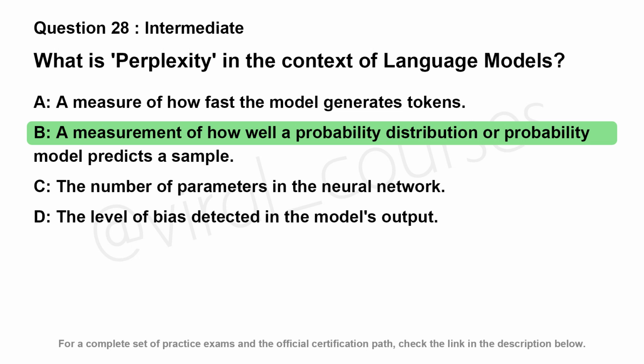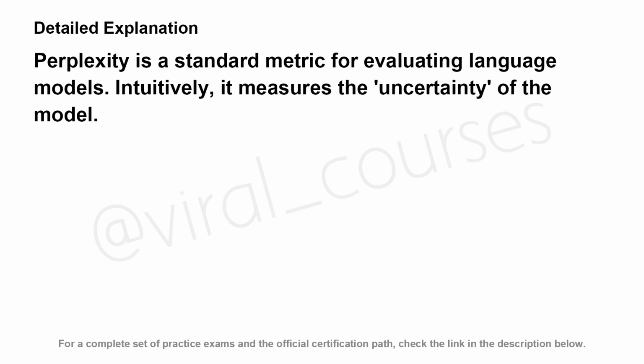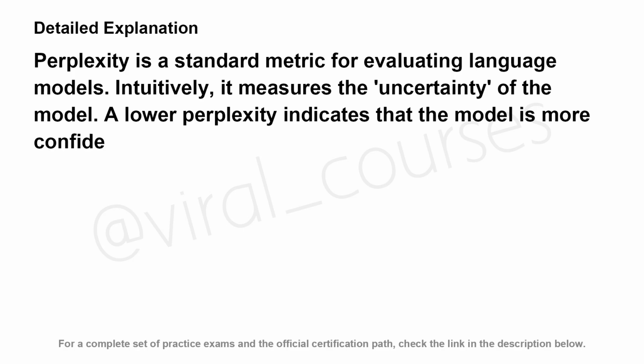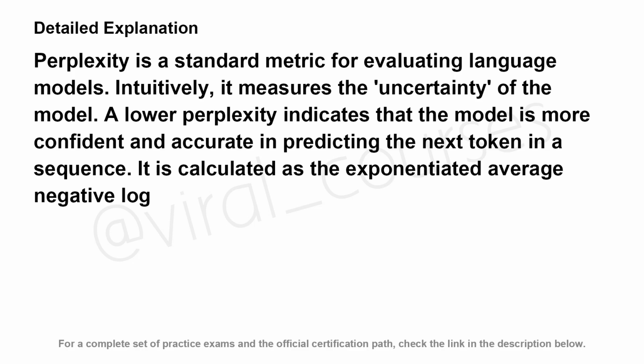The correct answer is B. Perplexity is a standard metric for evaluating language models. Intuitively, it measures the uncertainty of the model. A lower perplexity indicates that the model is more confident and accurate in predicting the next token in a sequence. It is calculated as the exponentiated average negative log likelihood of a sequence.